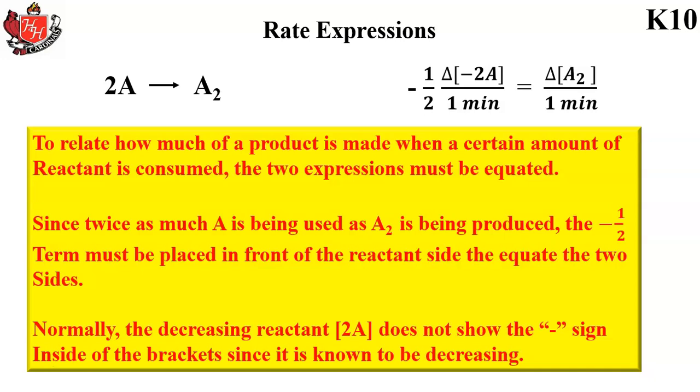So to relate how much of a product is made when a certain amount of reactant is consumed, the two expressions must be equated. Since twice as much A is being used as A2 being produced, the negative 1/2 term must be placed in front of the reactant side to equate the two sides. Normally, decreasing the reactant 2A does not show the negative sign inside the brackets since it is known to be decreasing.